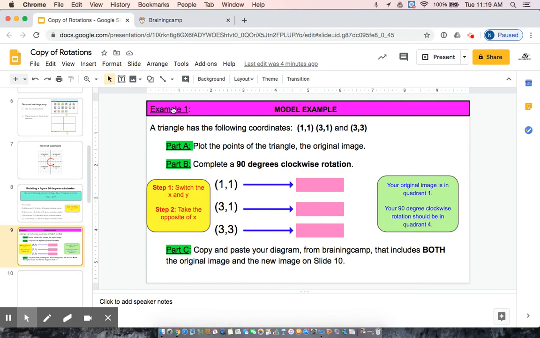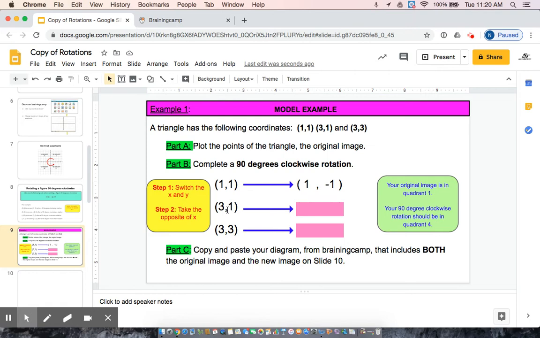Now I'm going to go back to my Google Slides. Now part B, I have to complete that 90-degree clockwise rotation. Step 1, switch the X and the Y. Our first coordinate is easy, it's 1, 1, so if I switch 1, 1, it's going to remain the same. But I need to take the opposite of X. The opposite of X is negative 1. So my new coordinate is going to become 1, negative 1. Notice how you might think, oh, this is the Y coordinate and you made that negative. But remember, I switched it first, so that is my X coordinate. So that's my new point, 1, negative 1.